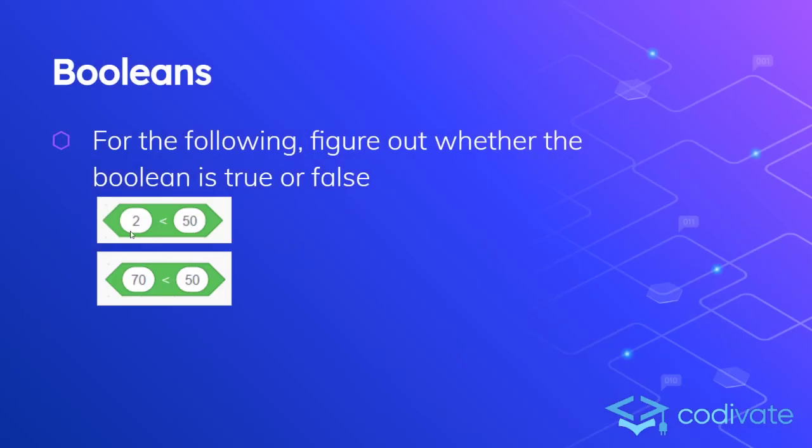That is because 2 is in fact less than 50. Right now when we put these two numbers in and we click on it, we're asking the Boolean, this block, whether 2 is less than 50 or not. And in this case it is, so it's true. And conversely, when we ask the Boolean, is 70 less than 50? That is not actually true, so the Boolean says no, which is false.